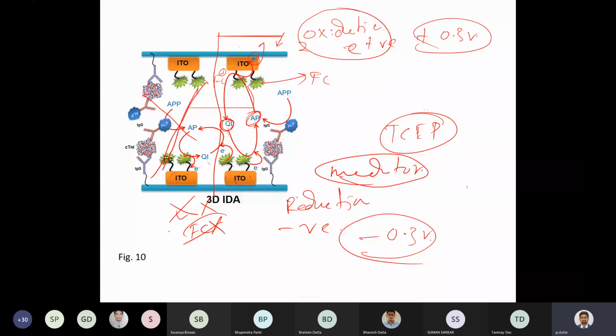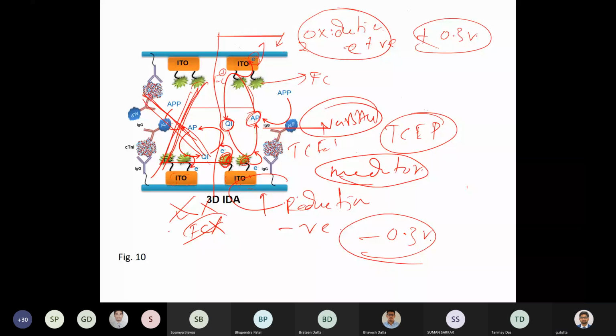So let's remove this negative side, the left hand side. Just think about the right hand side only. And I will also remove this Fc from the bottom surface. What I am going to show you is that if we apply some negative potential, it can be reduced. No need to use the T-shape or sodium borohydride in this biosensor. So the electrode itself can help you form this redox cycling. Now clear?